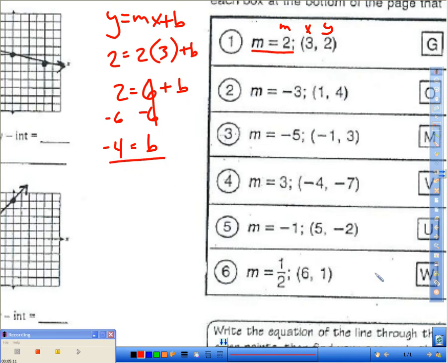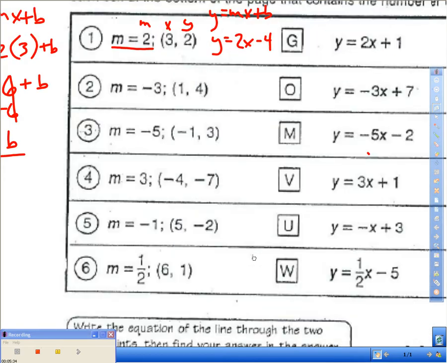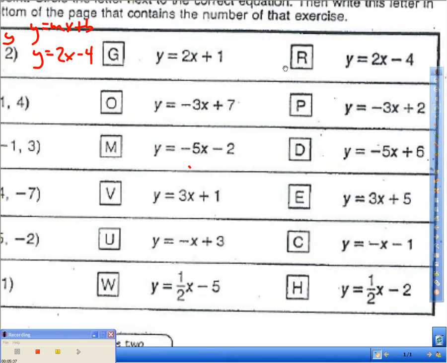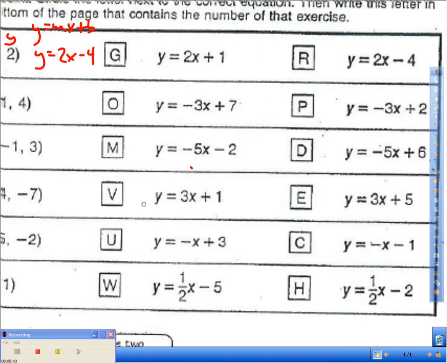So if we write that as an equation, what we would say is y equals 2x minus 4. Again, this is in the form y equals mx plus b. So our m in number 1 was 2, and our y-intercept was -4. So 2x minus 4. Then we'll look over here to the right and find y equals 2x minus 4, and it would be r. So we would follow the instructions of what it says to do with r.